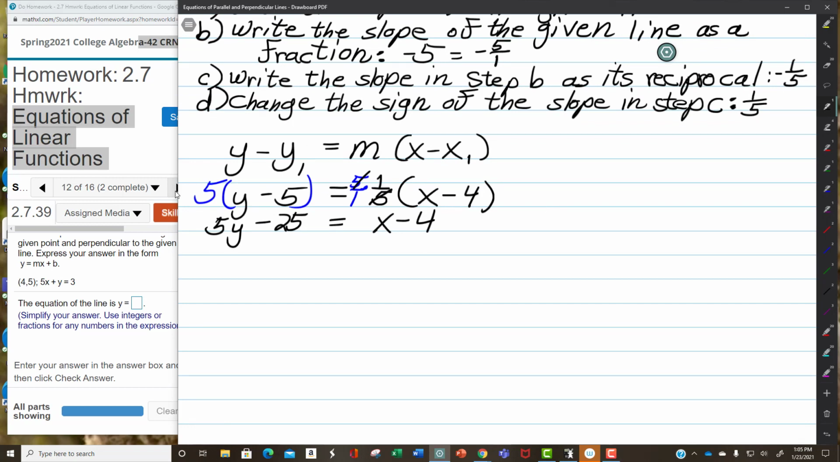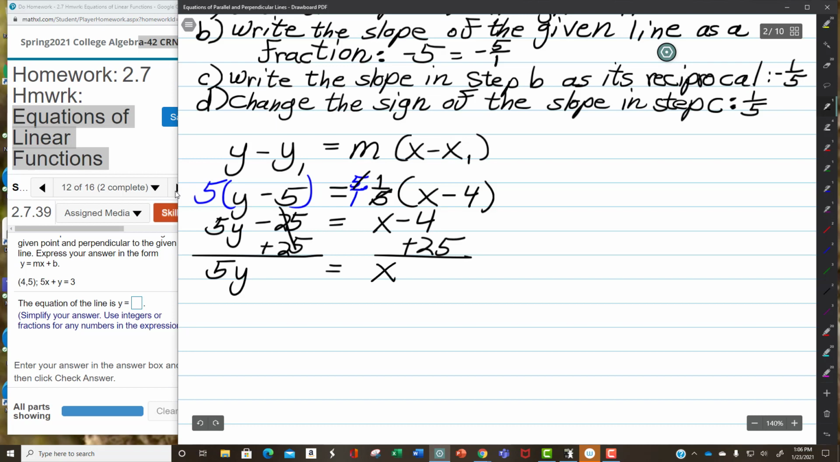Okay, now back here. To solve for the y term, I add 25 to both sides of the equation. Negative 25 plus 25 is 0. I'll have 5y equals x. Now I have minus 4 plus 25. That's going to be plus 21. And then I divide by 5.